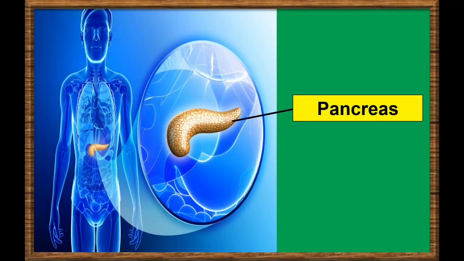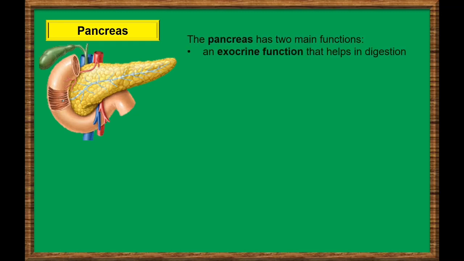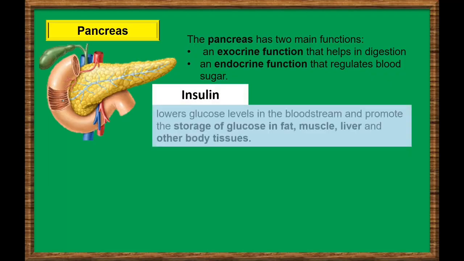Pancreas. The pancreas plays an essential role in converting the food we eat into fuel for the body's cells. The pancreas has two main functions: an exocrine function that helps in digestion and an endocrine function that regulates blood sugar. The most important hormone that the pancreas produces is insulin. Insulin lowers glucose levels in the bloodstream and promotes the storage of glucose in fat, muscles, liver, and other body tissues.